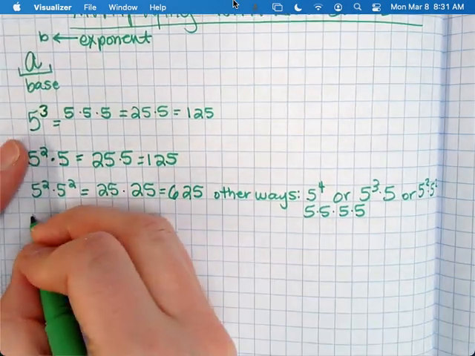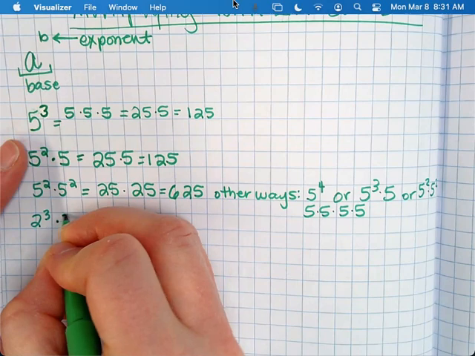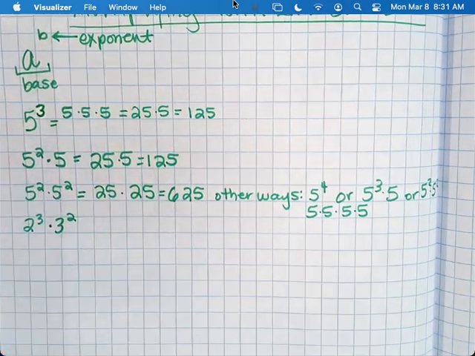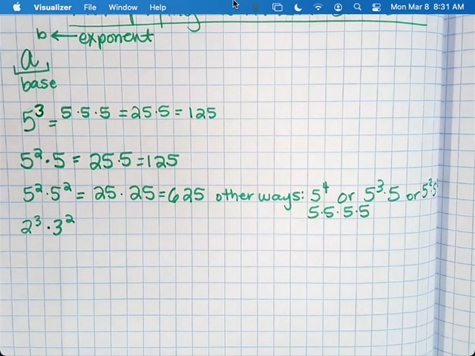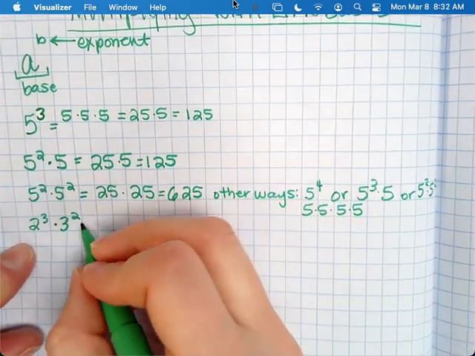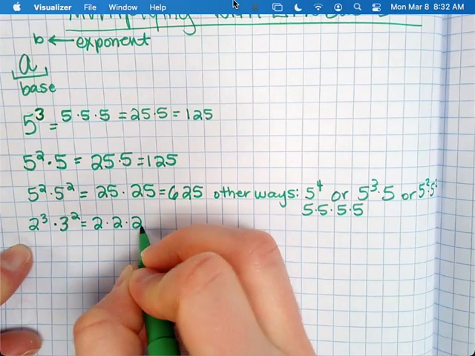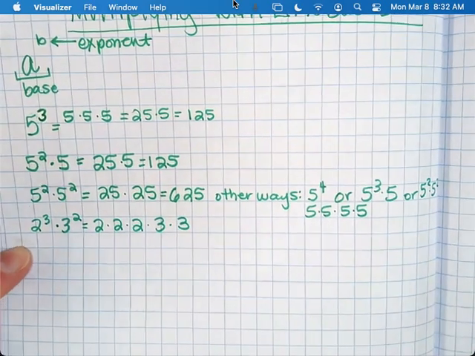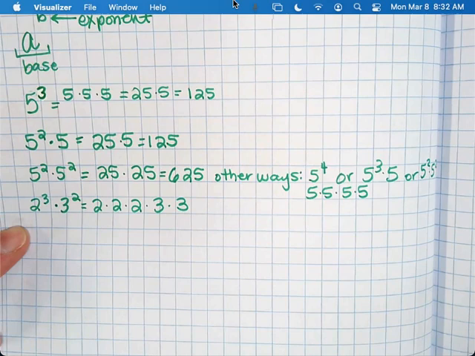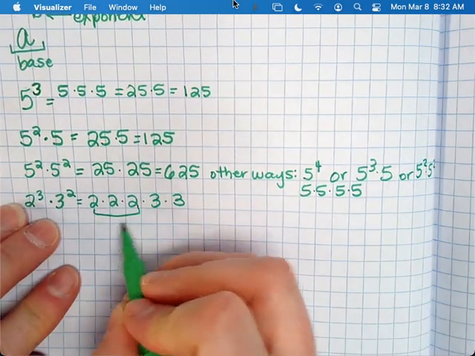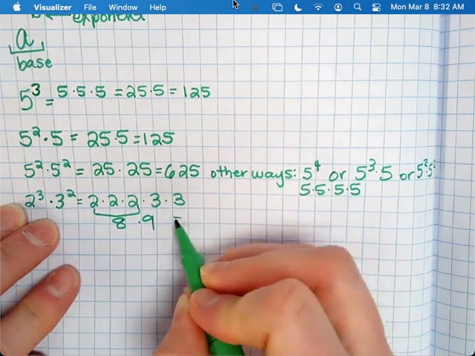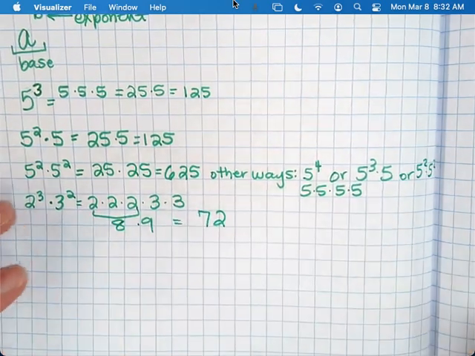Okay, let's do 2 to the third power times 3 to the second power. How can we work that one out? Okay. 2 times 2 times 2 times 3 times 3. And then what do we do? Okay. 8 times 9. 72.